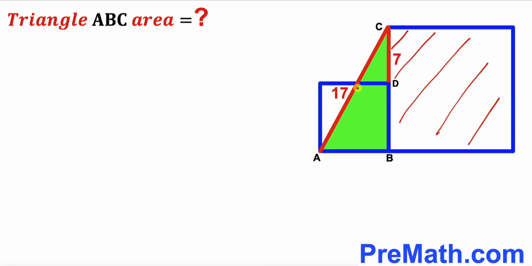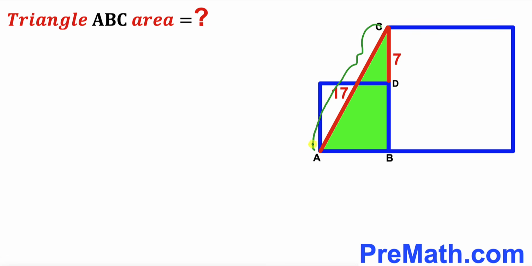In this video, we have got these two blue squares. This is the first blue square, and this is another blue square, along with this segment AC put together, as you can see in this given diagram. As a result, we end up with this green shaded triangle ABC. Moreover, this segment AC length is 17 units, whereas this segment CD length is 7 units. And now our task is to calculate the area of this green shaded right triangle ABC.